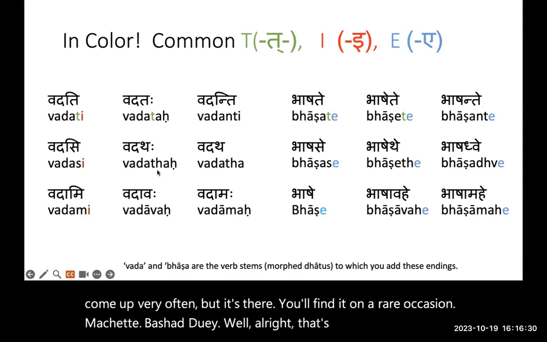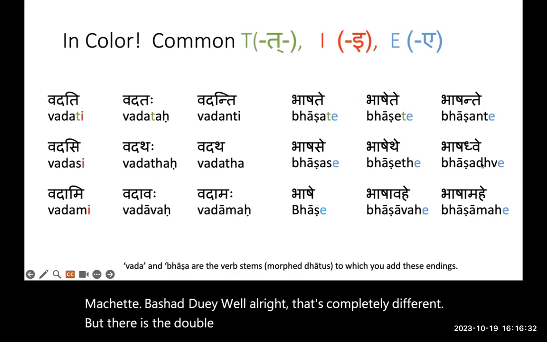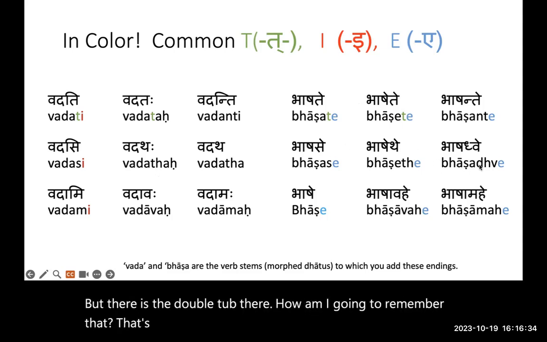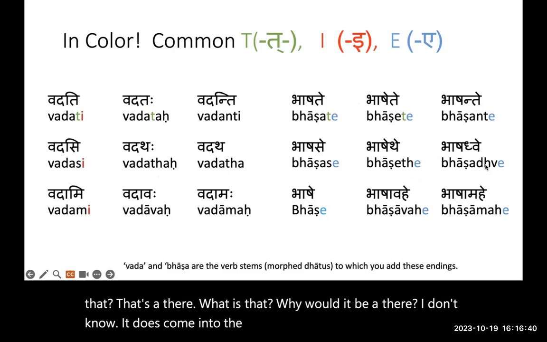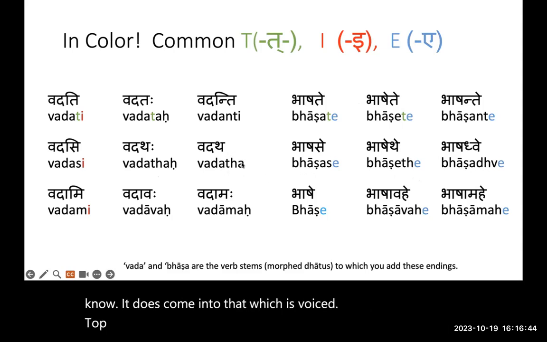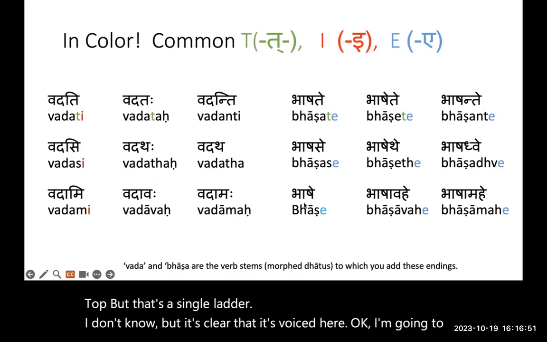That's completely different, but there is the double ta there. How am I going to remember that that's a dha there? Huh? What is that? Why would it be a dha there? I don't know. It does come into that ha, which is voiced. Ta, but that's a single letter. I don't know, but it's clear that it's voiced here. Okay, I'm going to remember that that one's voiced.